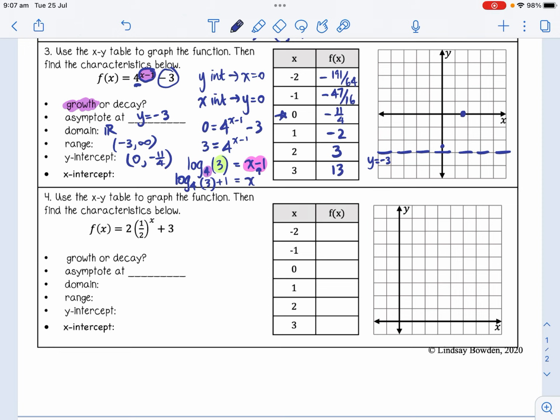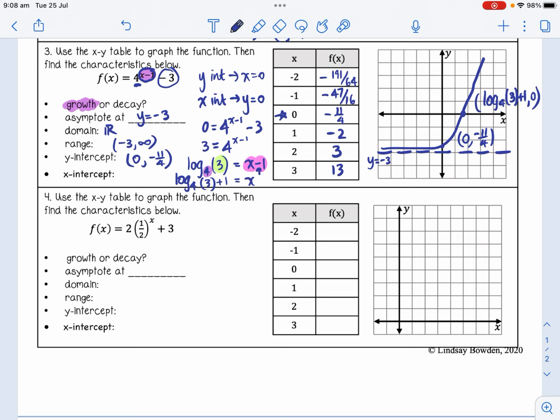So I'm going to put a dot there, join my two intercepts with an exponential graph. So 0, negative 11 on 4, and then my other intercept will be log base 4 of 3 plus 1, 0. And we just write it like that in technology free. And that would be my graph.